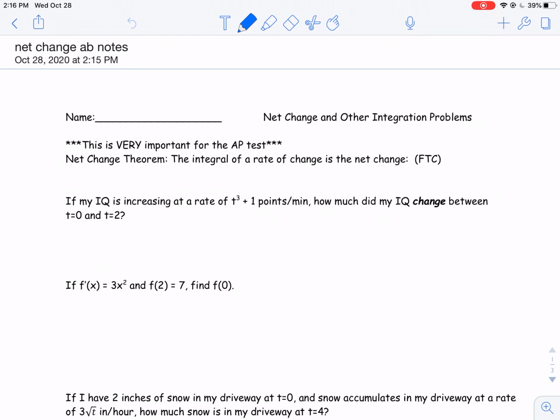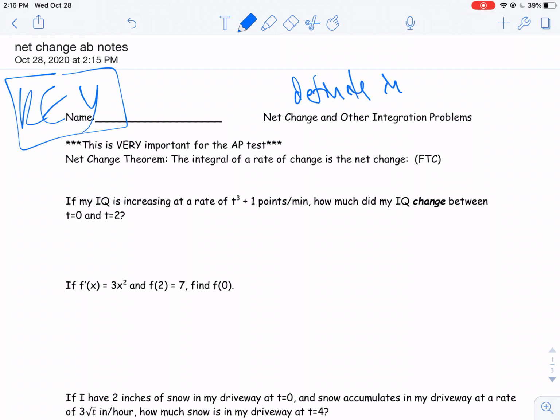Hello, Calc AB friends. We're here today to talk about net change. This is absolutely one of the key things, and if you had to understand one concept or one equation for the AP test, this would be the one. This is just a way to think about definite integrals.